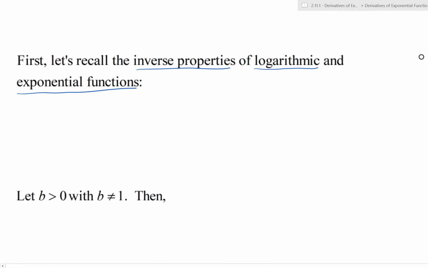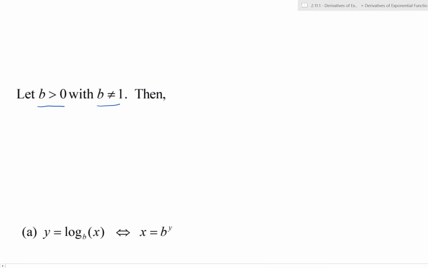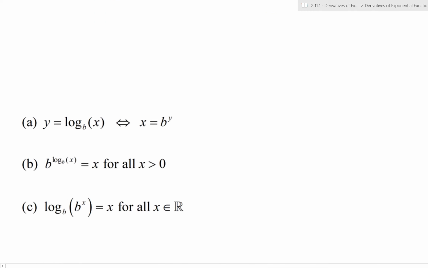As is the case with all exponential and logarithmic functions with base b, remember, throughout this conversation, we're always assuming that the base is positive and it's not equal to 1. Having said that, here are our inverse properties. Let's quickly go through these. This first one, part A: say you have the formula x is b to the y. Then y is equal to the logarithm of base b of x by definition. In other words, exponential functions and logarithmic functions of base b are inverse functions of each other.